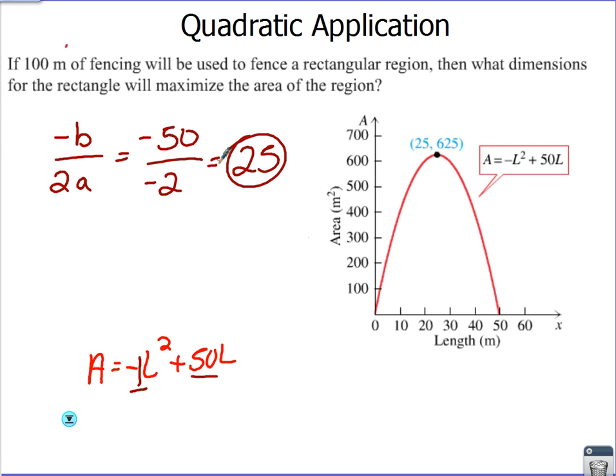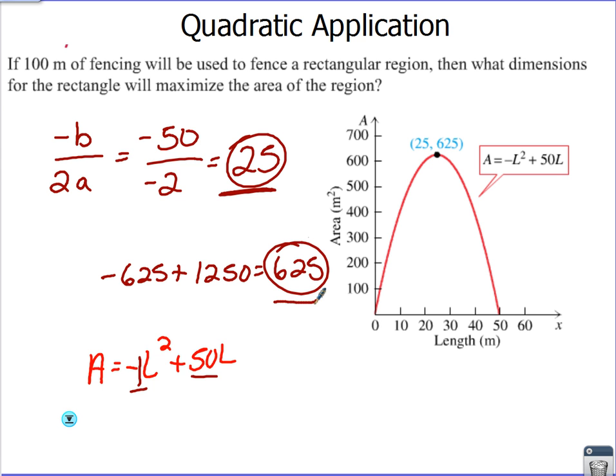Now, how do I find the actual maximum area? I know it's 625, but how do I find that? What do I do with that 25? Yeah, just plug it in. Negative 25 squared, that's going to be negative 625. Plus 50 times 25, that'll be 1250. Add those two together, you get 625. So at an L value at a length of 25, we get an area of 625.